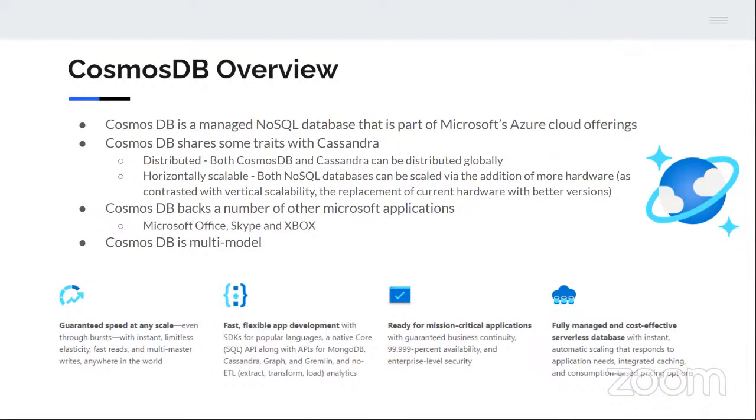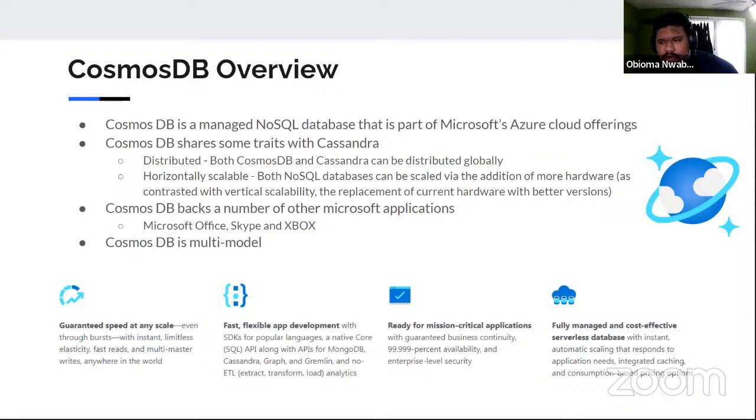So Cosmos DB is used to back a number of other Microsoft offerings. It's involved with Microsoft Office, especially the 365 version, and then Skype and Xbox. And this is their logo.